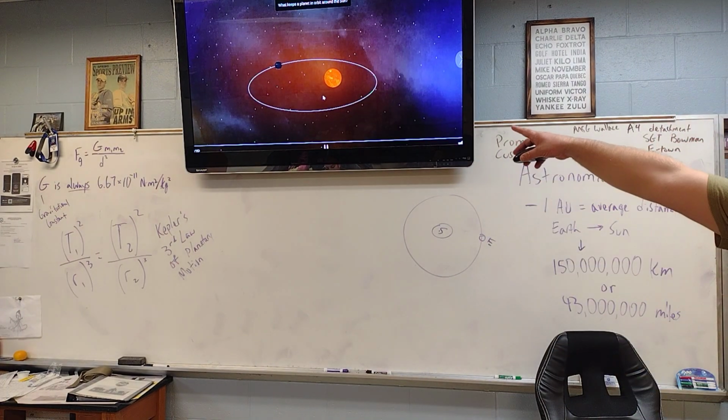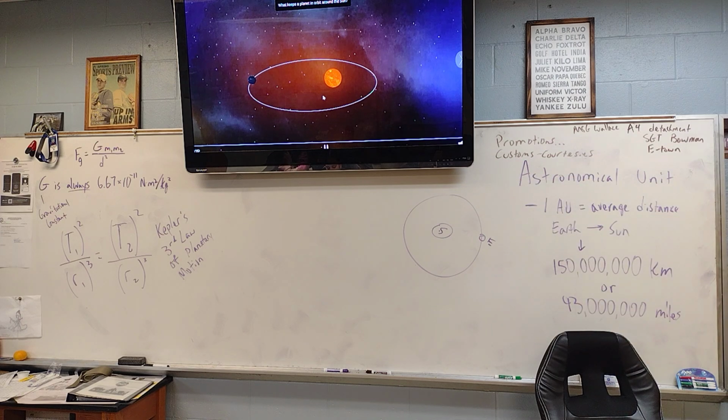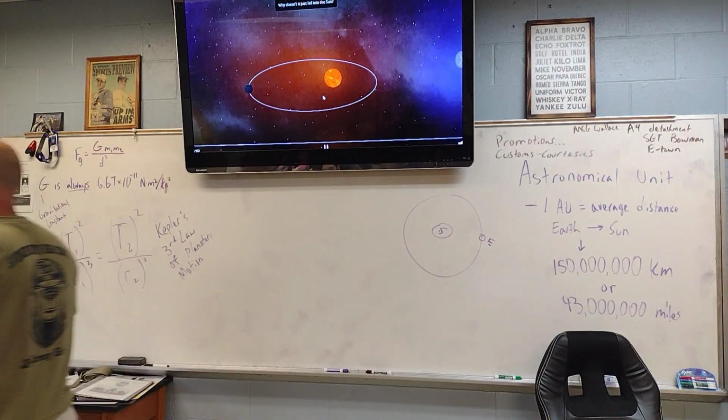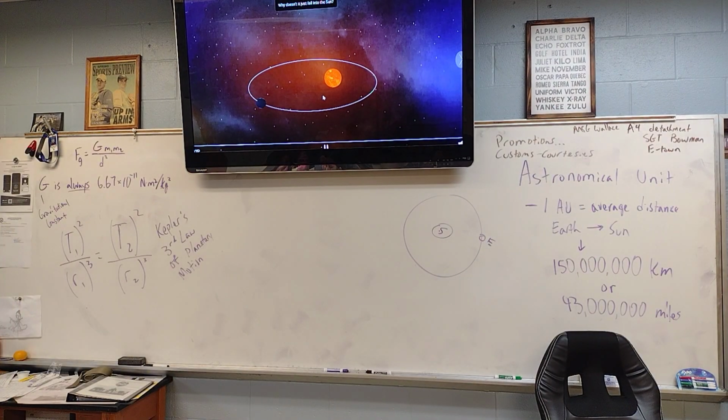All right, notice it's going slow around the sun when it's furthest away, and as it gets closer, it starts to speed up. Would it escape? Zoom. Does it speed up and slow down as it travels? It does. Why doesn't it just fall into the sun? Because it has linear momentum. Let's investigate the science behind this.